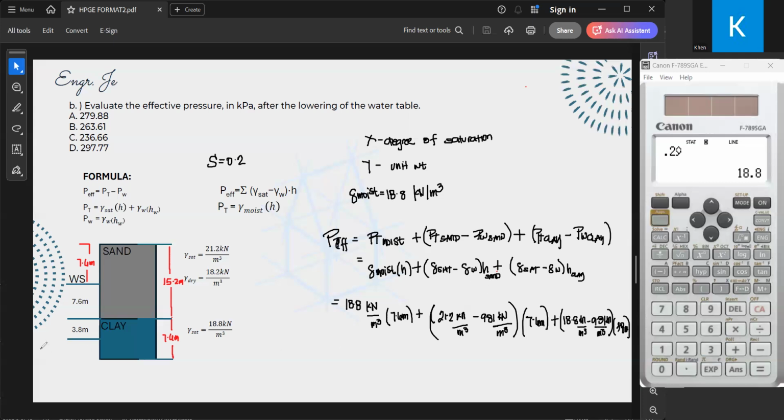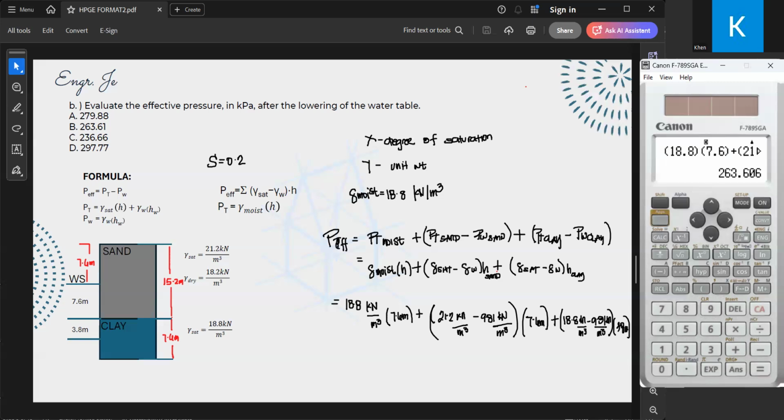And we can now calculate using here our calculator mode 1. That's 18.8 times the height of the unsaturated part, 7.6, plus 21.2 minus 9.81 times the height, that's 7.6, plus 18.8 minus 9.81 times 3.8.